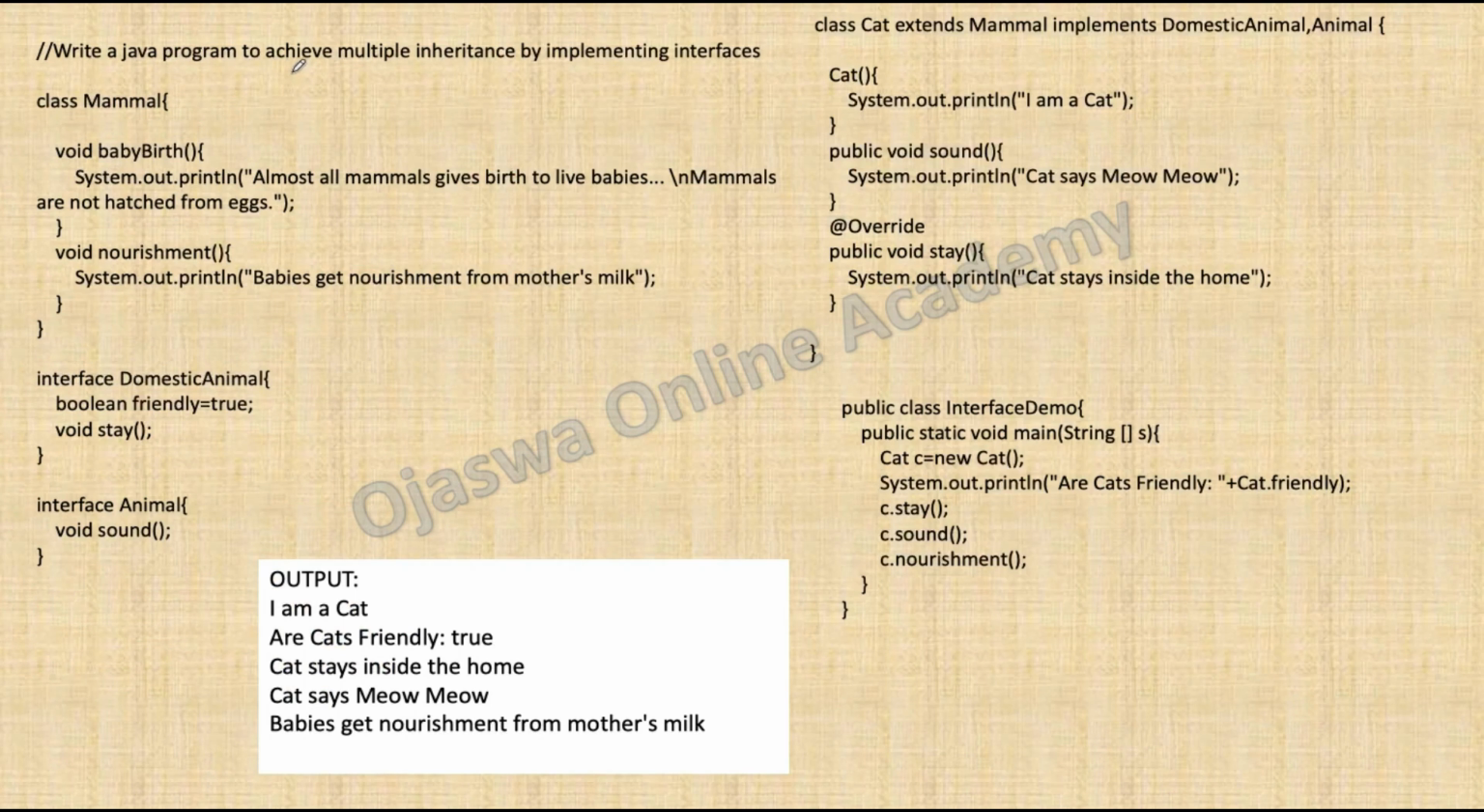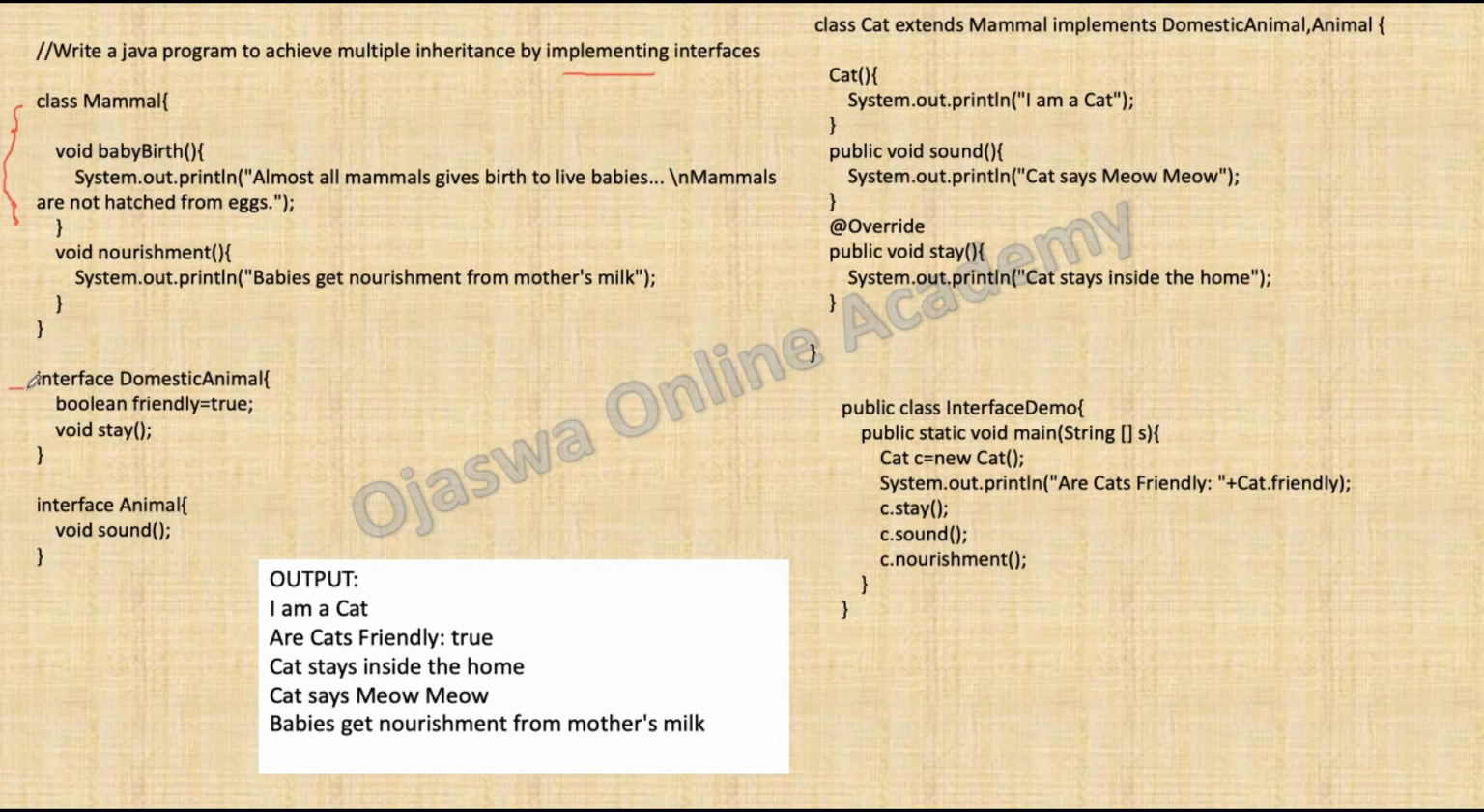Write a Java program to achieve multiple inheritance by implementing multiple interfaces. So in this program, we have a normal class, a regular class Mammal. This is not an abstract class. This is a regular class, class Mammal. It has two concrete methods, babyBirth and nourishment.